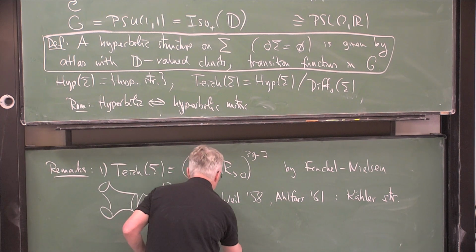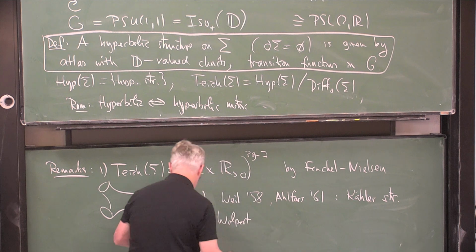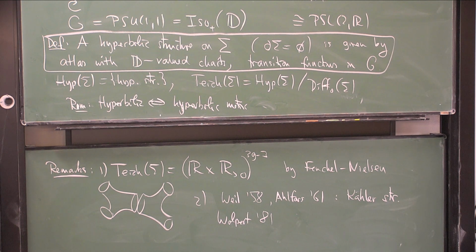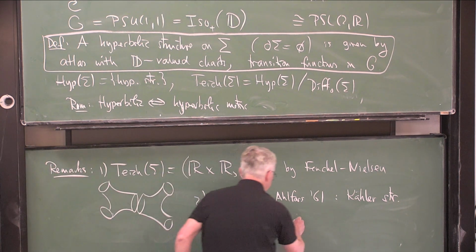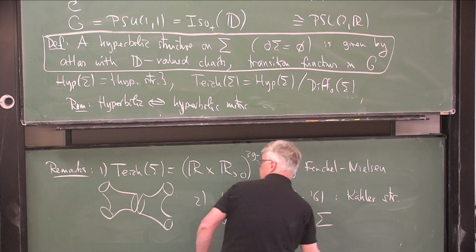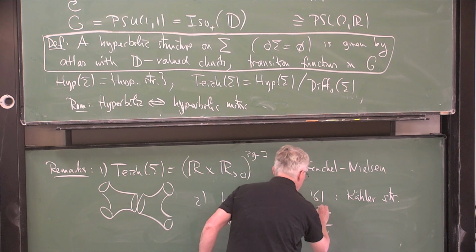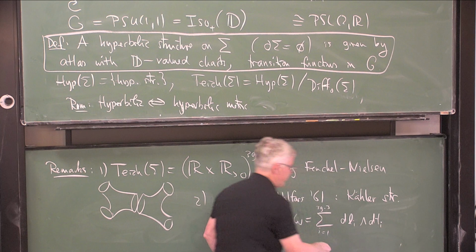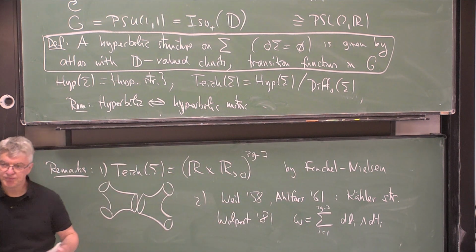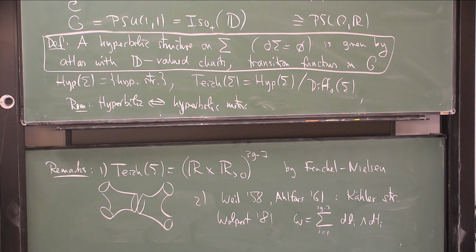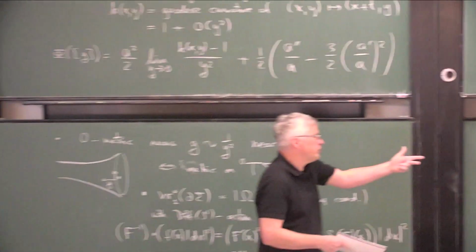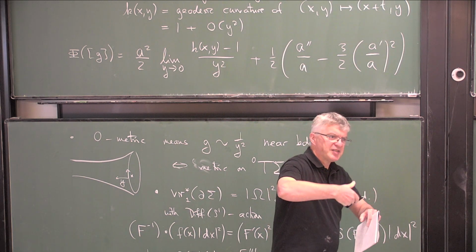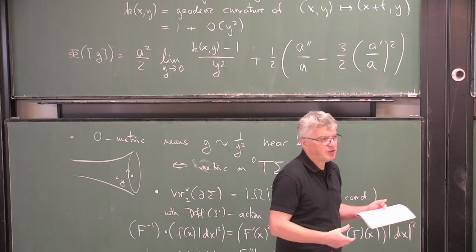Then Wolpert in 81 discovered that in terms of Fenchel-Nielsen coordinates, this symplectic structure is just the standard one. So if you use Fenchel-Nielsen coordinates, then it's just dl_i wedge dt_i with the length parameters and the twist parameters. It's quite remarkable because the formula, of course, you could take this as a definition of the symplectic structure, but then it's surprising that this does not depend on the choice of pants decomposition.